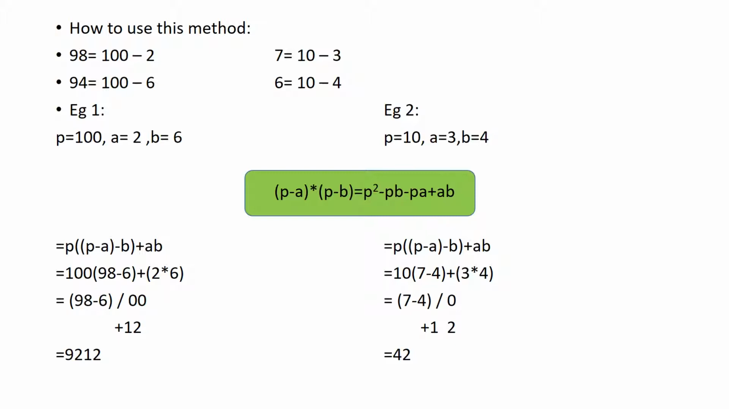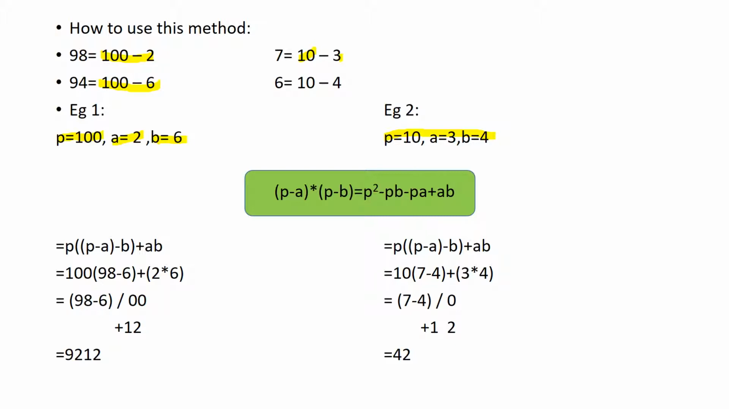So let me take the highlighter. Yes, you can see 98 multiplied by 94 in the example. 98 is 100 minus 2, and 94 is 100 minus 6. So we have considered 100 as p, 2 as a, and 6 as b. Similarly, in the other example, 7 multiplied by 6, we'll consider 10 as p, 3 as a here, and 4 as b.